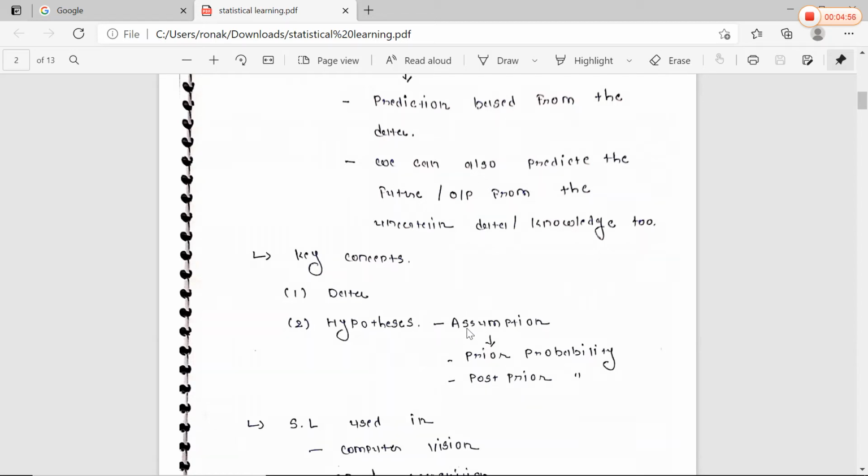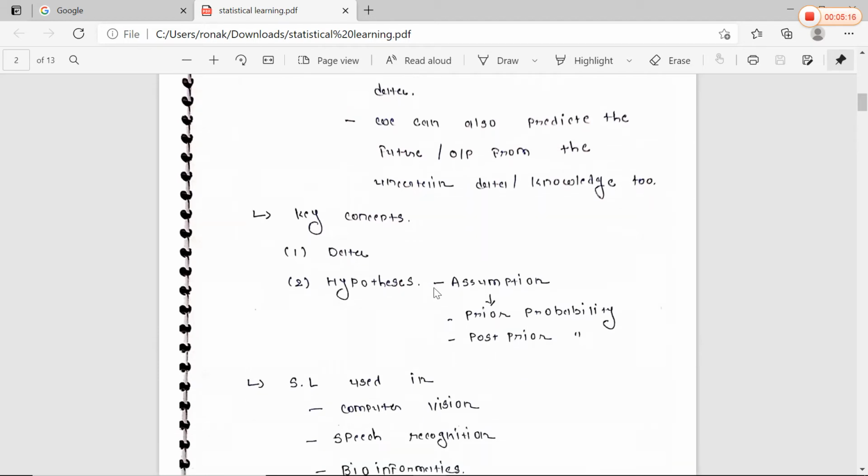Hypothesis means assumption. We have to assume. So the assumption must be a prior probability or a posterior probability. Prior probability means unconditional, and posterior probability, we can say, is conditional probability. So a hypothesis is one kind of assumption value, or maybe a chance.